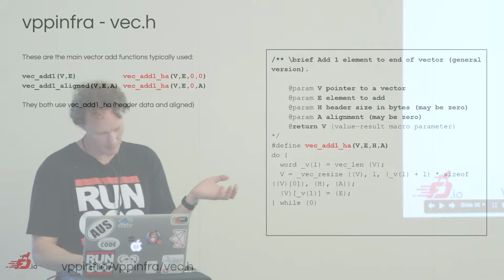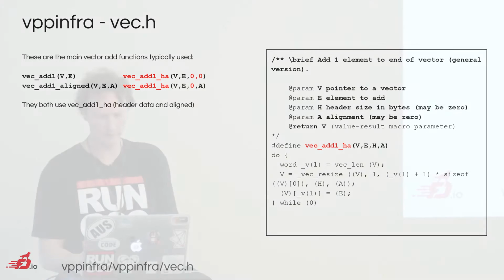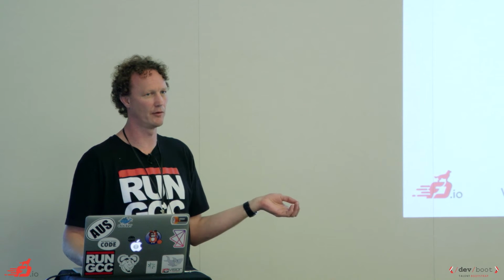with 2 0 params. Same thing goes when I want to add an element to a vector and I want it aligned, but I don't have any user-defined header. I call vec.add1 aligned to signal this is what I want, but it's really in the background using vec.add1 HA. Again, with this 0 param for the header size in bytes. So it may actually be worth having a look at an example. Any questions on that? Make sense? Vec.add1 means add one element to a vector.